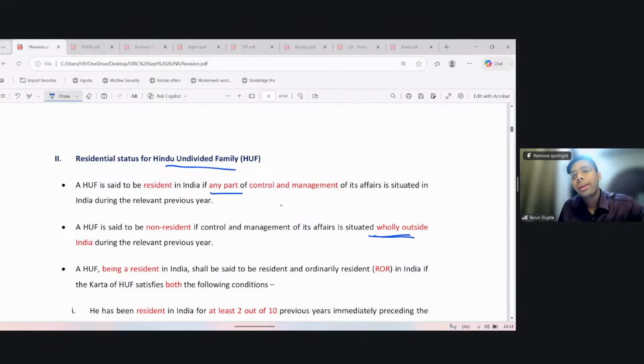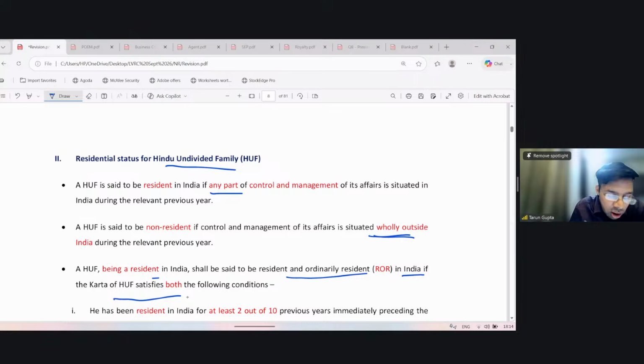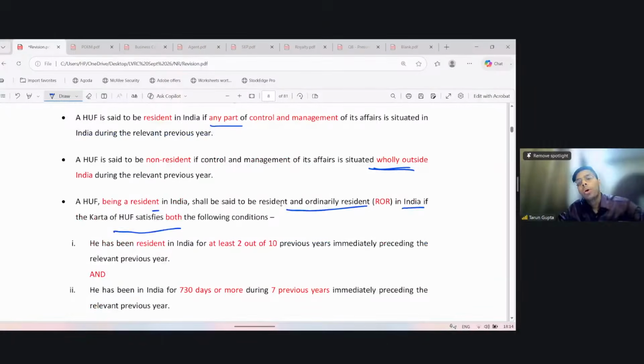Now, if the HUF qualifies as resident, that is, if any part of its control and management is in India during the previous year, then we have to see whether it qualifies as ROR or RNOR. So, a HUF being resident in India shall be said to be resident and ordinarily resident in India if the Karta of the HUF satisfies both the conditions. If Karta of the HUF satisfies both the conditions as discussed below, then the HUF shall be treated as ROR. If Karta does not satisfy one or both of the 2 conditions, then the HUF shall be said to be RNOR. Okay. Now, what are the 2 conditions?